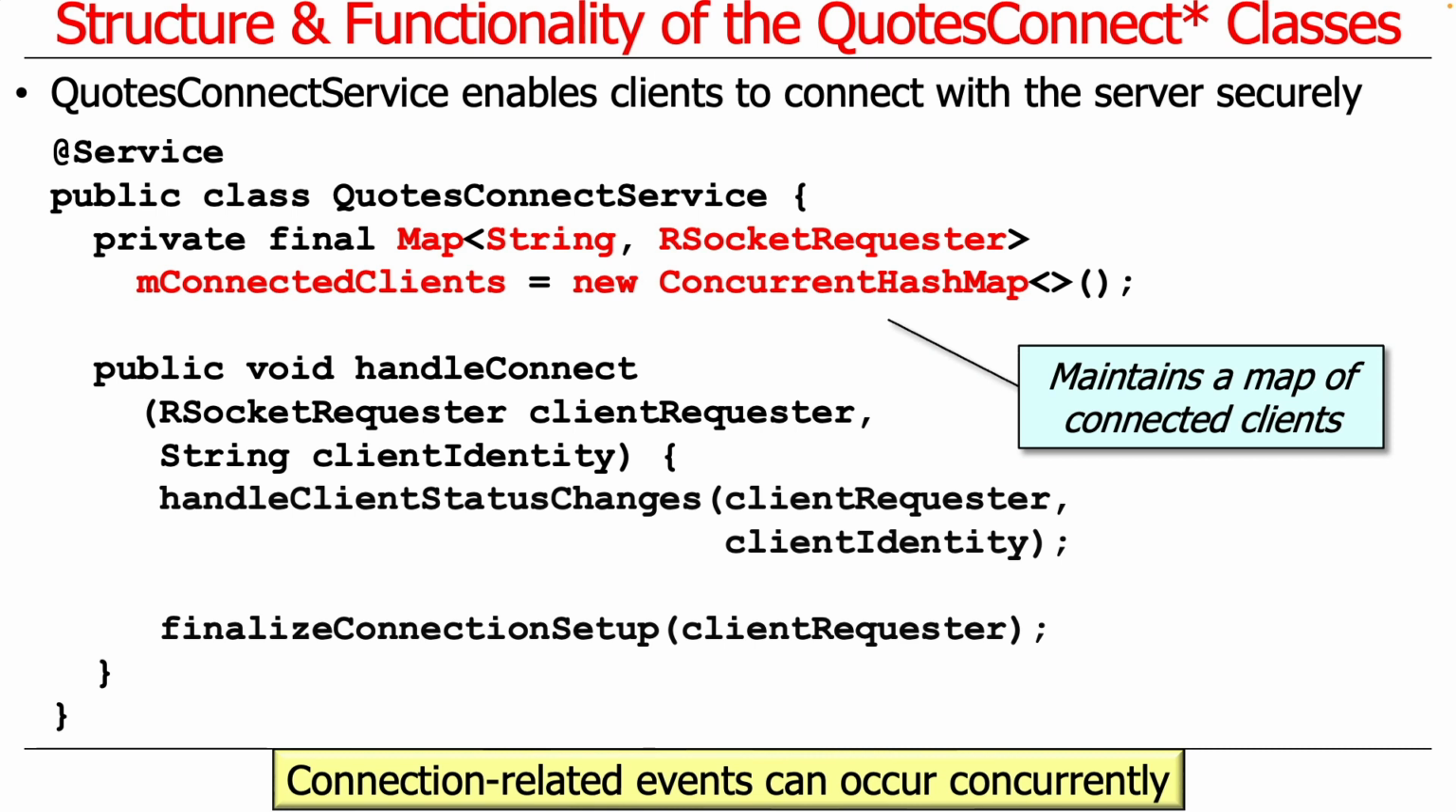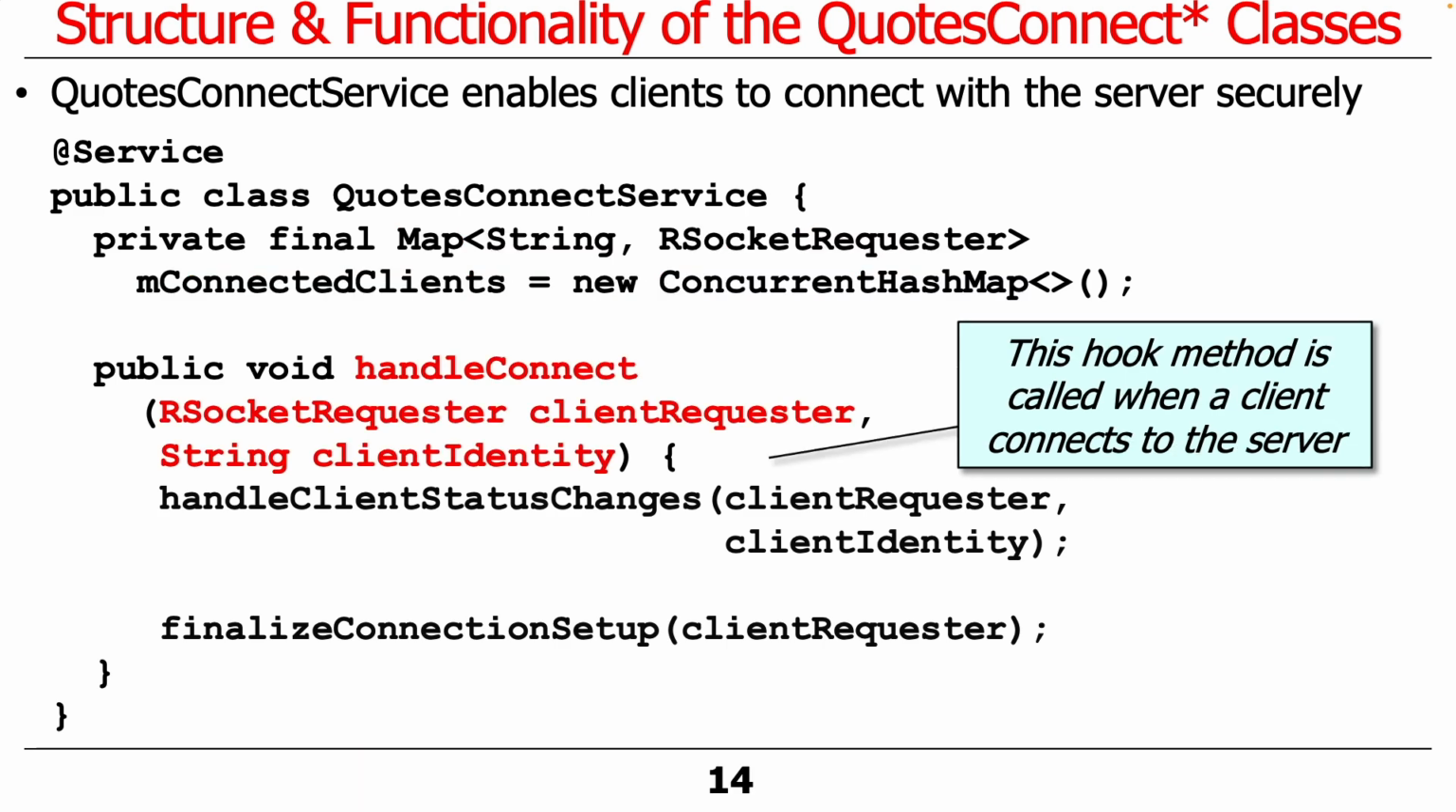And one of the things I've noticed with playing around with this is it appears that connection-related events can occur concurrently. And that's why I use a concurrent hash map. It's a little hard to figure out from reading the documentation exactly how Spring concurrency works with RSocket, but in putting a lot of debugging statements in, I think I've figured out that this appears like it can be accessed by different threads. Here's the handle connect method. As you can see, it takes the client requester and the identity of the client. Those are passed over when the connection's established.